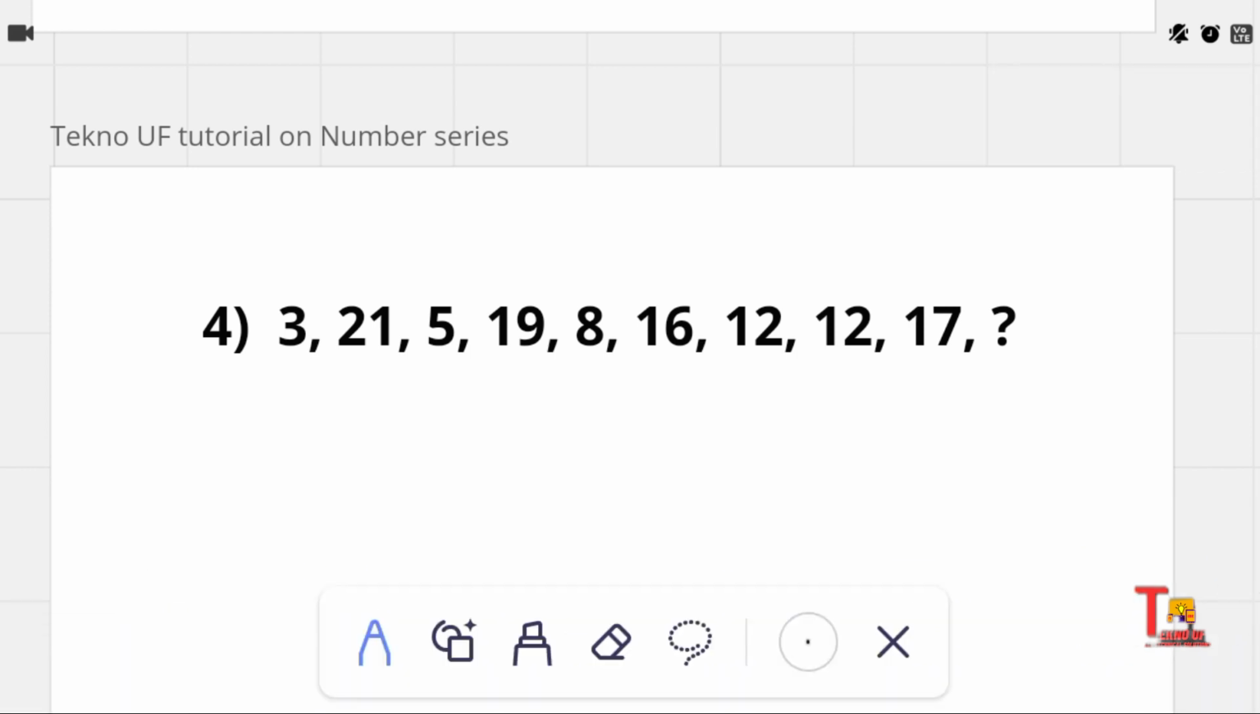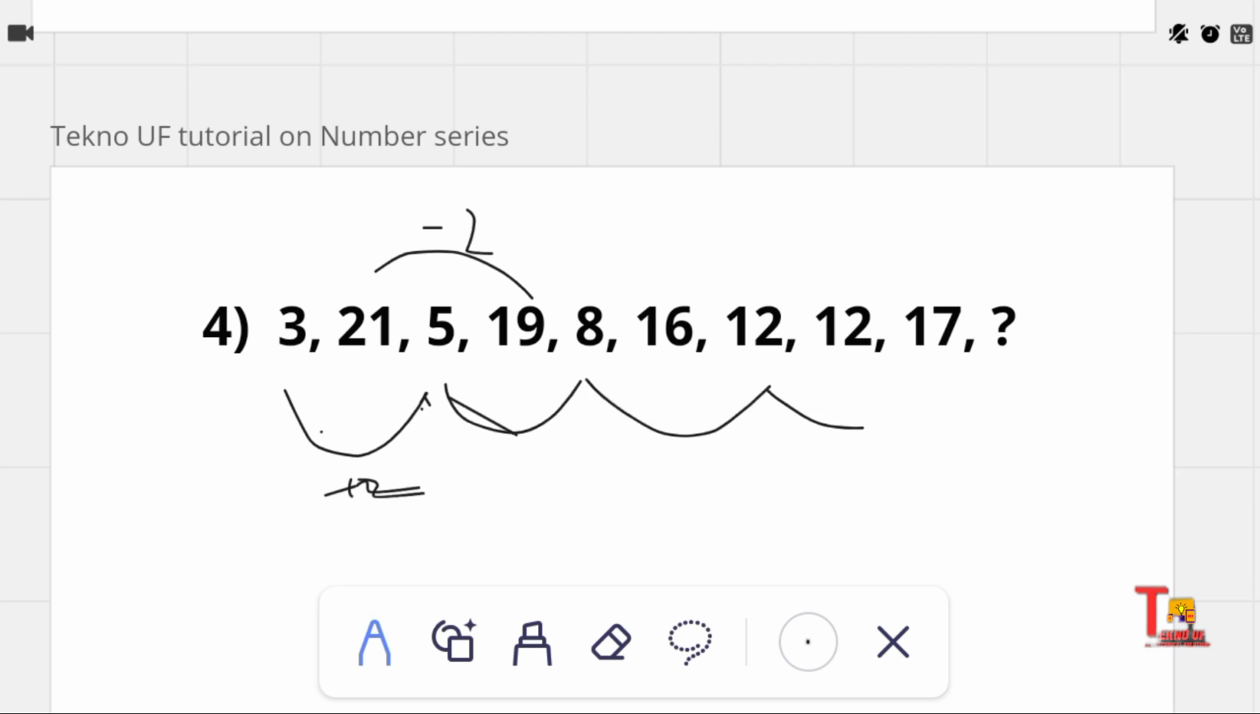Look here. What happens from 3 to 5? This is increasing by +2, right? And from 21 to 19, this is decreasing by 2, and here increasing by 2. Okay, 3 to 5 it is increasing by 2, and 21 to 19 this is decreasing by 2. And again from 5 to 8, 8 to 12, just look at the sequence. Okay, what is happening in this sequence?